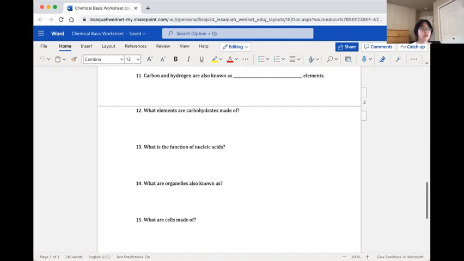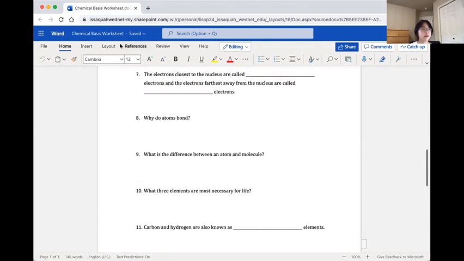It's very similar. The name is almost written inside organelles. It's kind of hidden, but not really. So it should be pretty easy to infer. Yes, organelles are also known as the organs of a cell. And lastly, what is a cell made out of? This was already answered by 14. Cells are made out of organelles and many, many molecules.